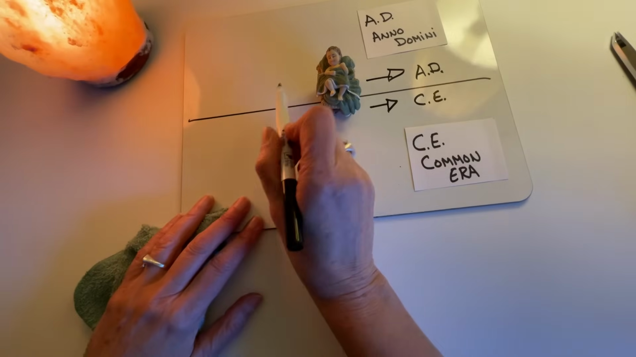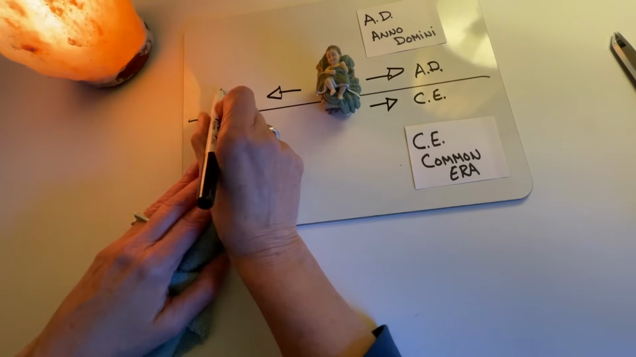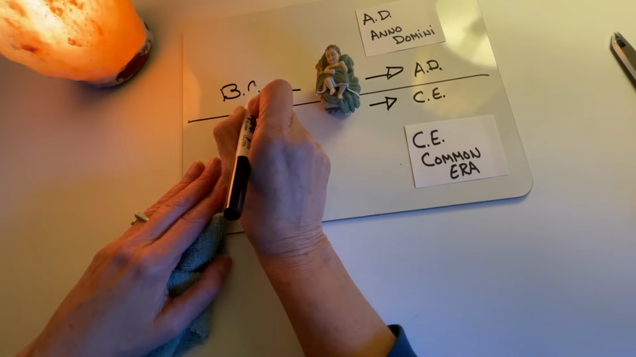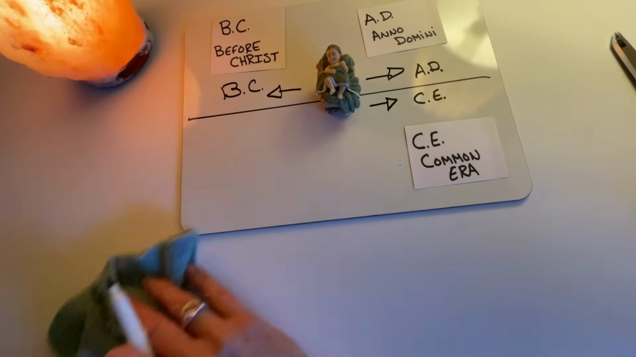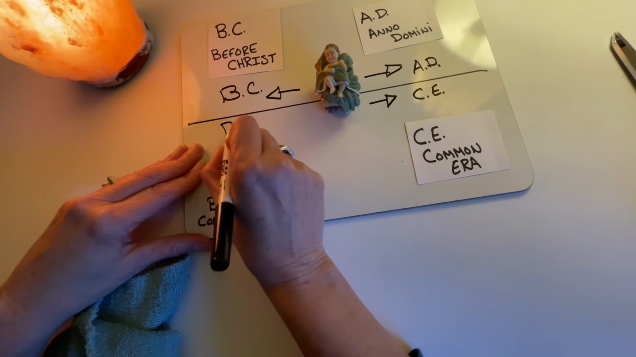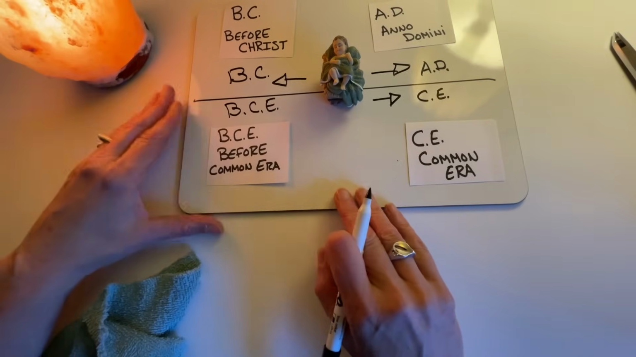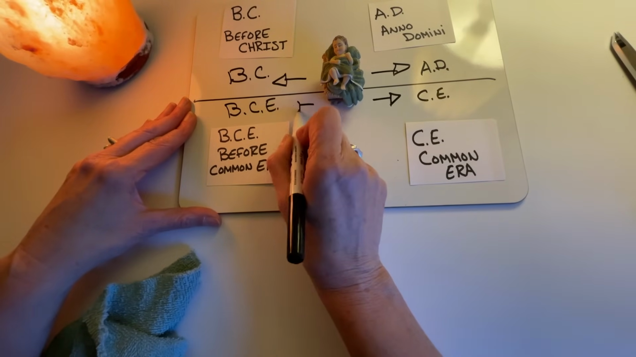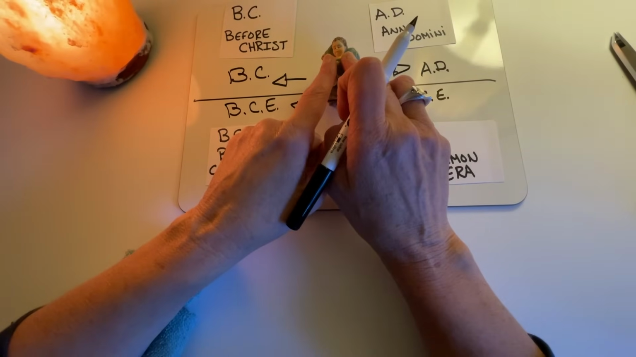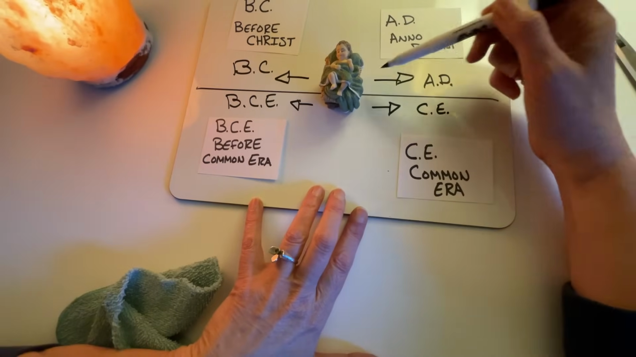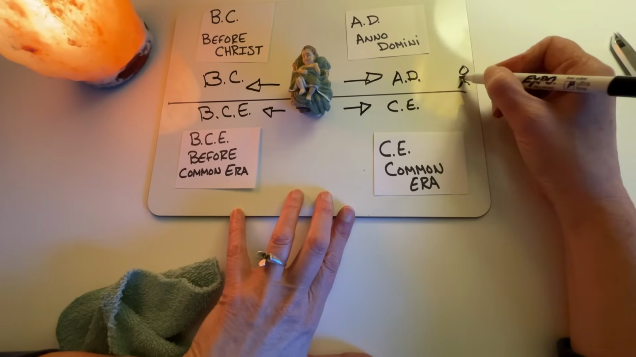And then anything that goes this way will be BC, so before Christ's birth, or BCE, before the Common Era. I didn't put an arrow. There we go. Okay. So this is the center point. And then when you start going out from there, this is modern day. This is us today watching this video.